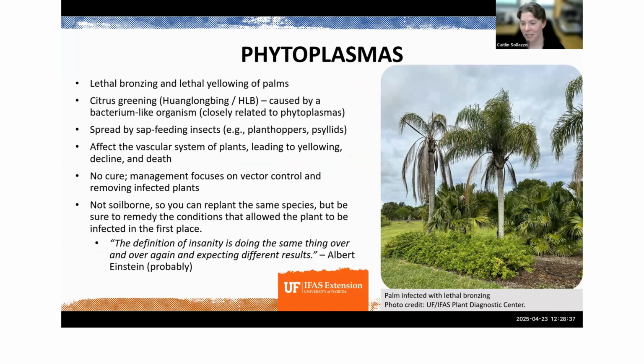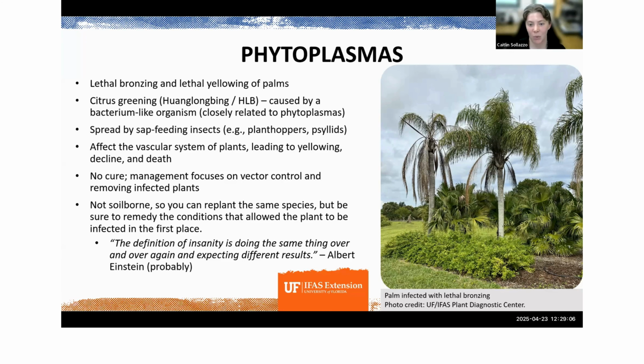Phytoplasmas. I've spoken about this before on my other webinars. They're really important with palms. We have lethal bronzing, which I'm sure we're all aware of. Lethal bronzing is bad. It's spread by an insect, and once the palm is infected, we have to get rid of it. There's no cure. There are ways to protect, but there's no way to cure.